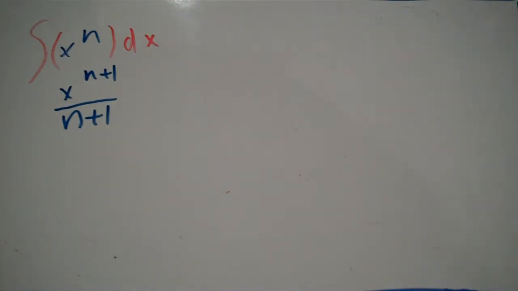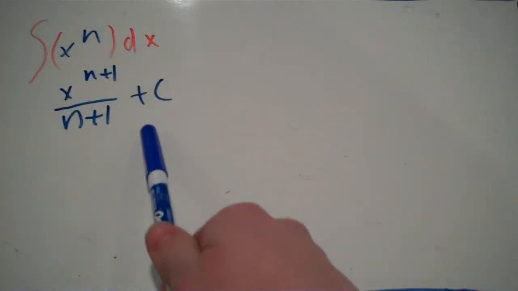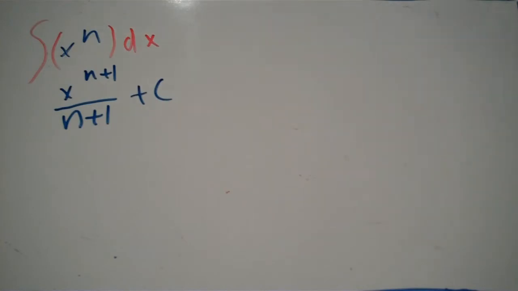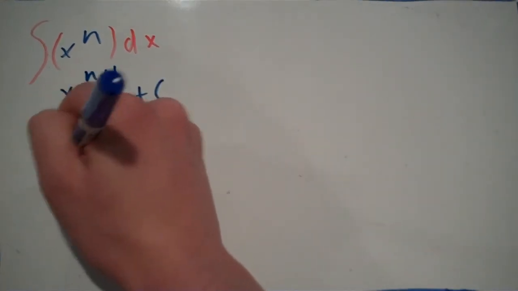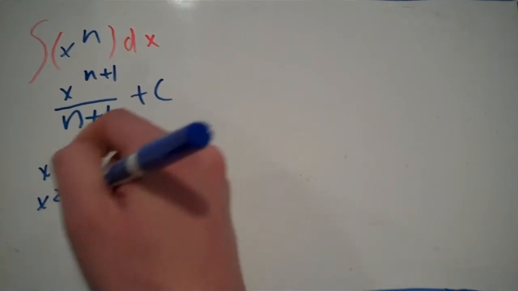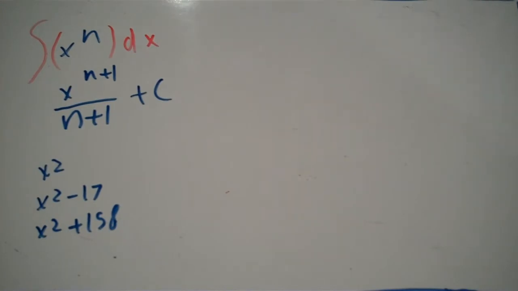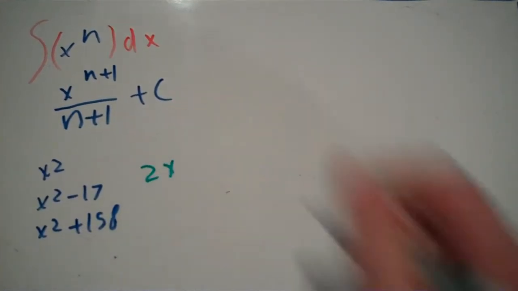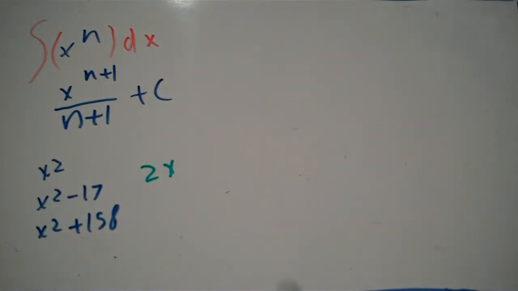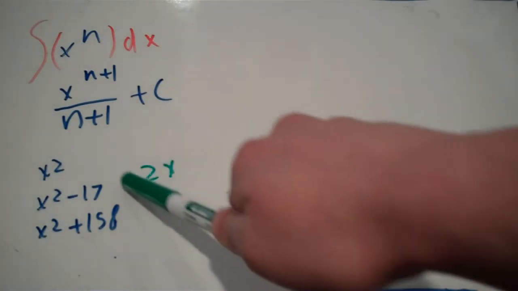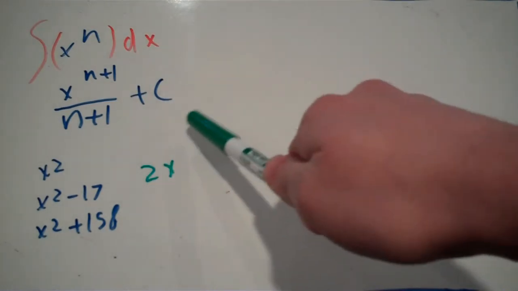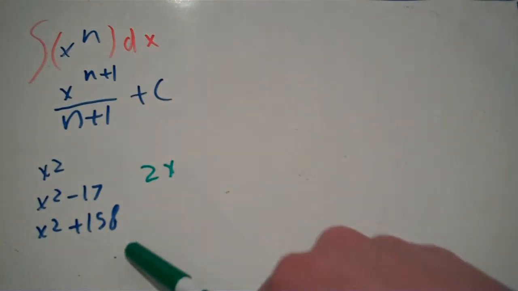Now, there is one additional step with integration, and that is we need to add C. Now, this is because when you take the derivative of a constant, it is 0. That means that x squared minus 17, and x squared plus 158, the derivative of those functions is all 2x. That means that if the integral of this can be any one of these functions, we need to include the C to indicate that it can be any one of these functions.